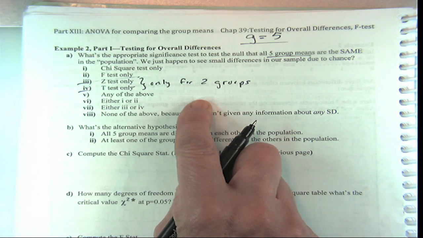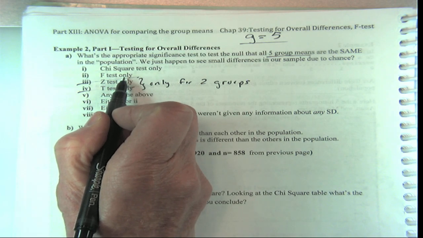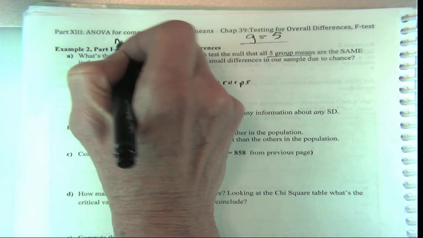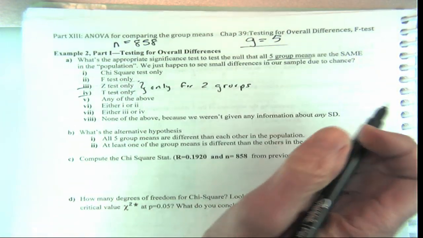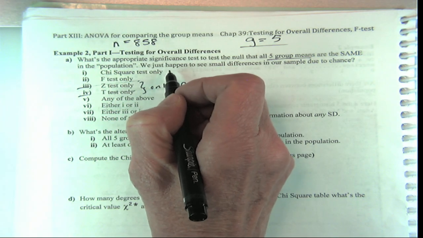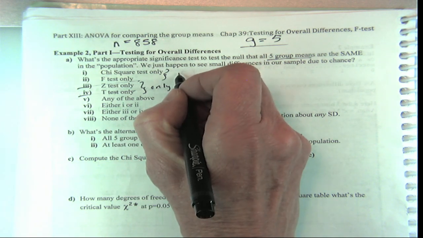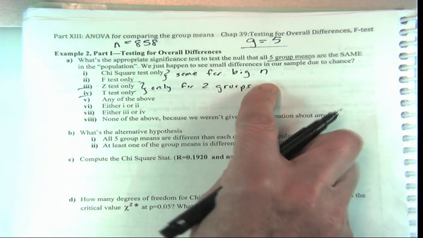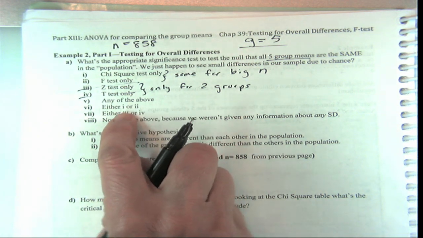Okay, so how about the F test only or the chi-squared? What's our N? Our N is really big. From the previous page, our N was 858. That's a really big N. So I think we can use either. These are essentially the same, very close to the same for big N. So our answer would be this.